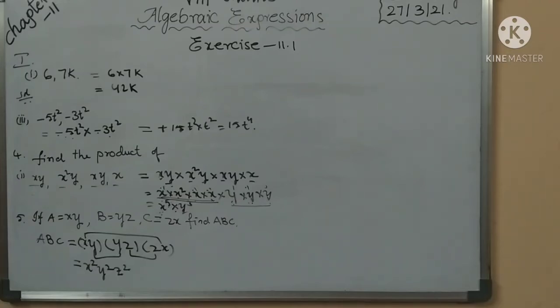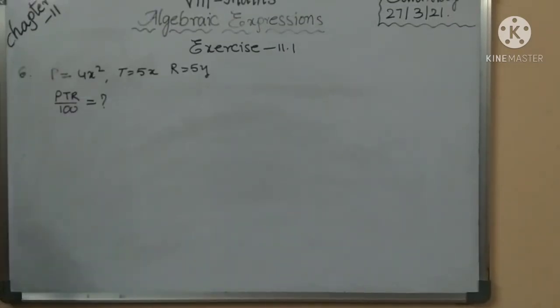Okay. Next, exercise 11.1, sixth problem. P is equal to 4x square, T is equal to 5x, R equal to 5y. Then find PTR by 100. We know that PTR by 100 is the simple interest formula: I is equal to PTR by 100. Here the values of P, T and R are given, then we will substitute the values and find the value of PTR by 100.